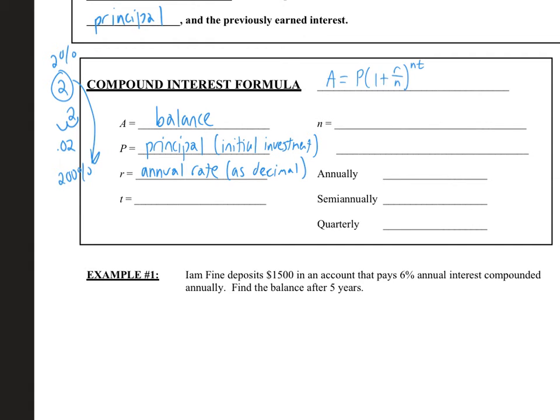All right. T is time in years, and then N is the number of times it's compounded per year. So the number of times that you take what you earned and apply interest to it. They'll say it's compounded annually, semi-annually, or quarterly. Annually is N equals 1 time. Semi-annually is N equals 2 times. And quarterly is N equals 4 times.